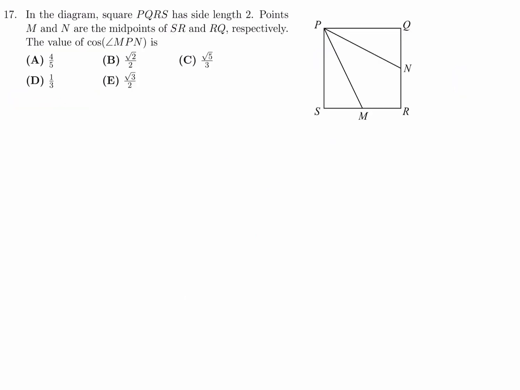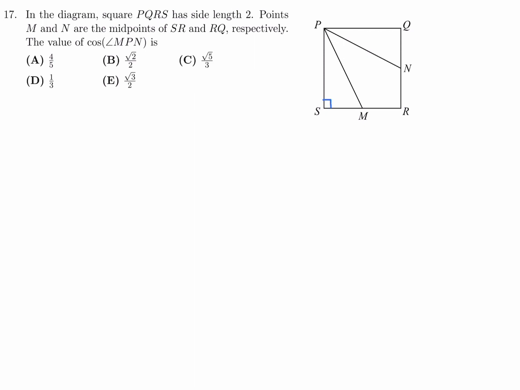In the diagram, square PQRS has side length 2. Points M and N are the midpoints of SR and RQ respectively. What is cos of MPN? Well, on the Canadian exams, you're allowed to use a calculator. So let's use a calculator.